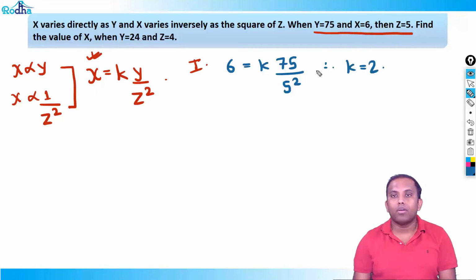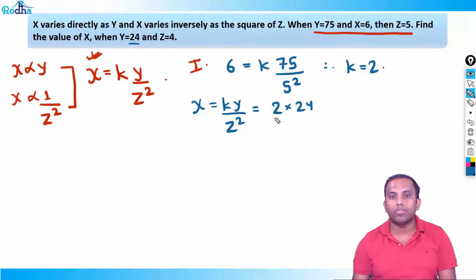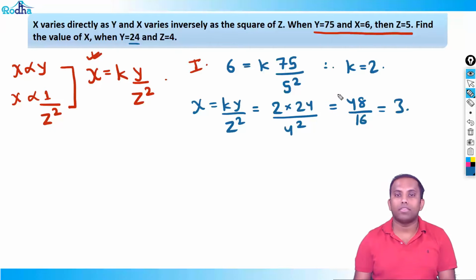Find the value of x when y is 24 and z is 4. Now I need to find the value of x. So I know that x is equal to ky upon z squared. k is now 2, y is now given as 24, and z is now given as 4. So 4 is squared. So 48 by 16, what is the answer? The answer is 3.